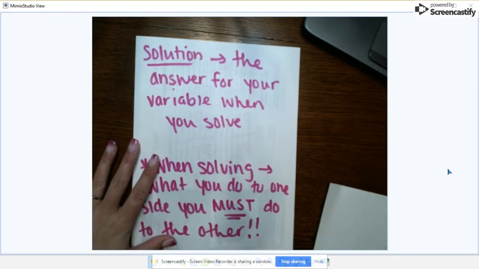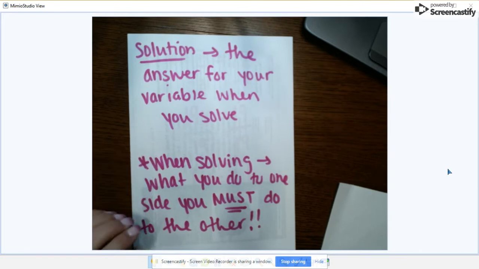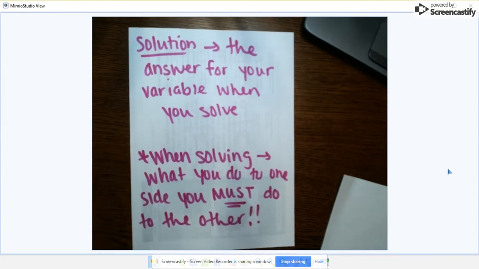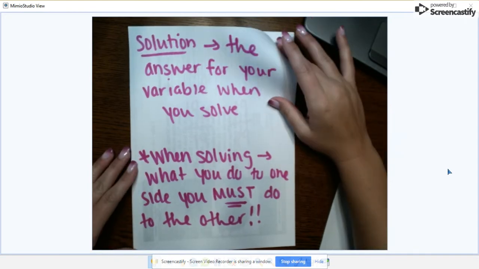Okay, a solution to an equation is when you actually solve for a variable and you get an answer. And remember, when you go to solve, what you do to one side, you have to do to the other. So if I add 5 to the left, I have to add 5 to the right. Or if I divide by 2 on the right, I have to divide by 2 on the left. So make sure you do the same things to both sides of the equation.